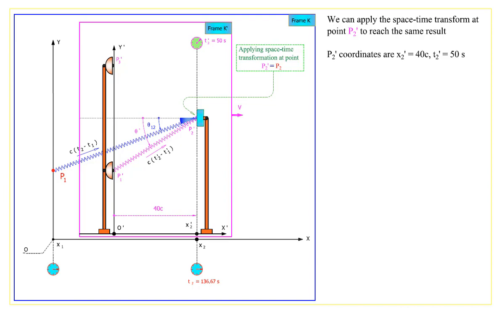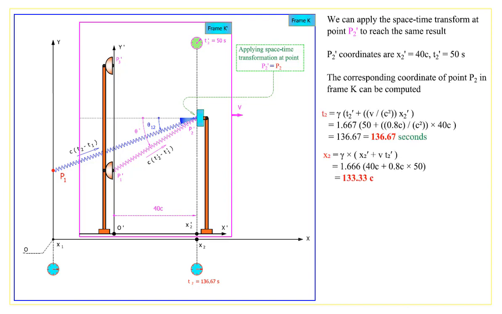We can apply the spacetime transform at point p'2 to reach the same result. P'2 coordinates are x'2 equals 40 c meters, t'2 equals 50 seconds. The corresponding coordinates of point P2 in frame K are found to be T2 equals 136.67 seconds, x2 equals 133.33 c meters.